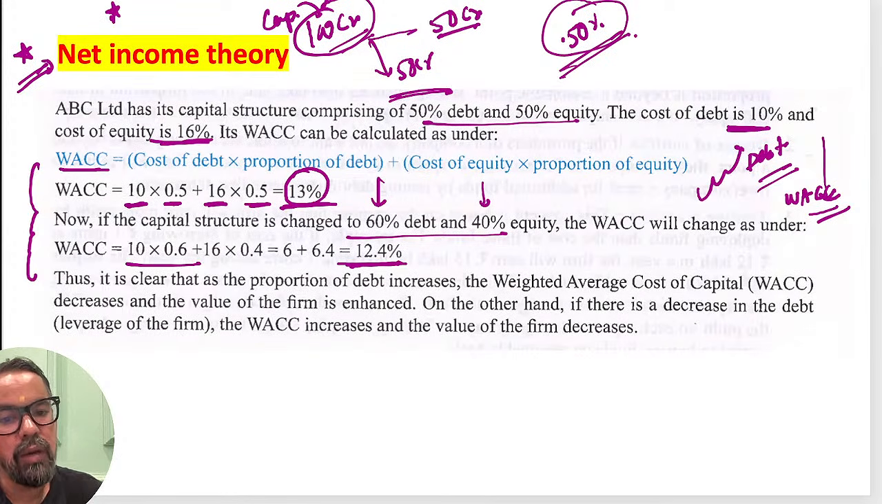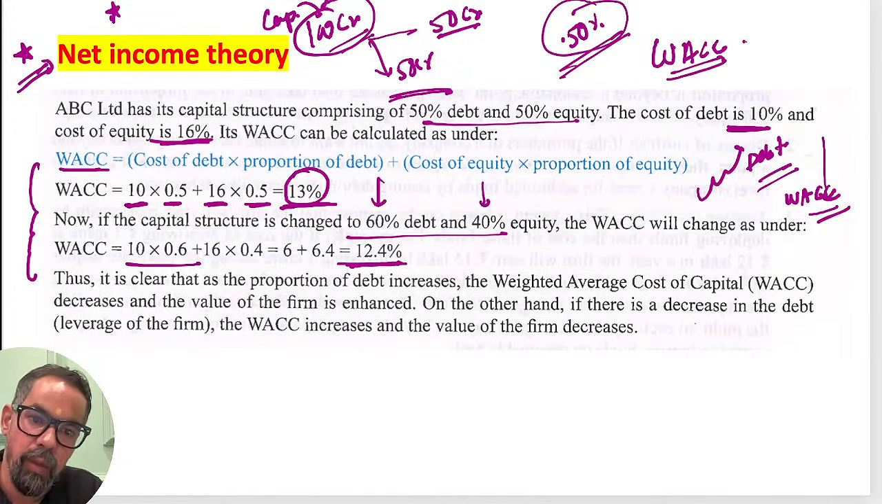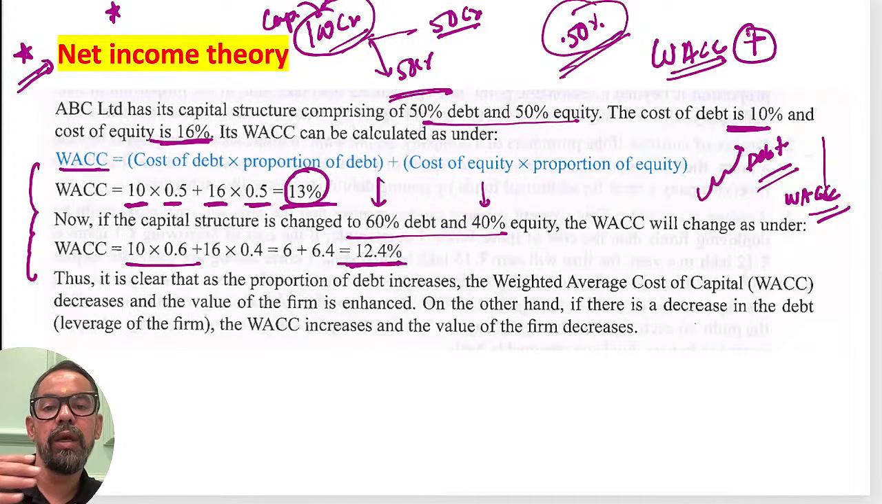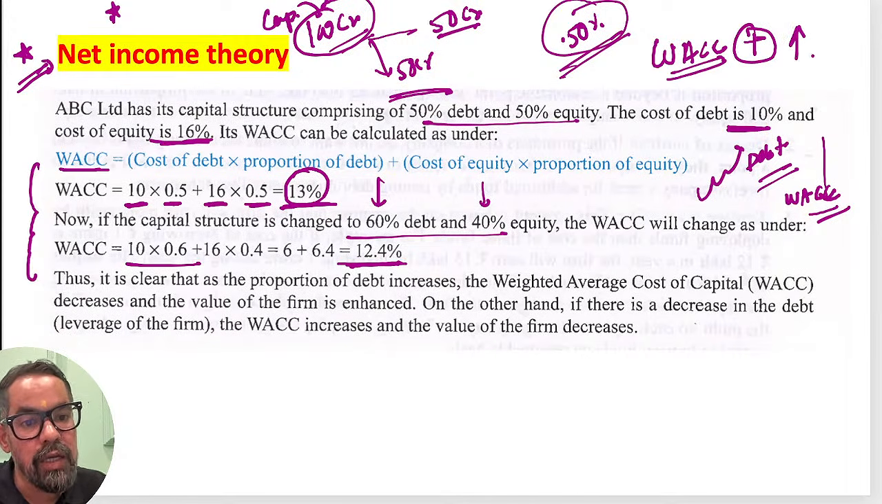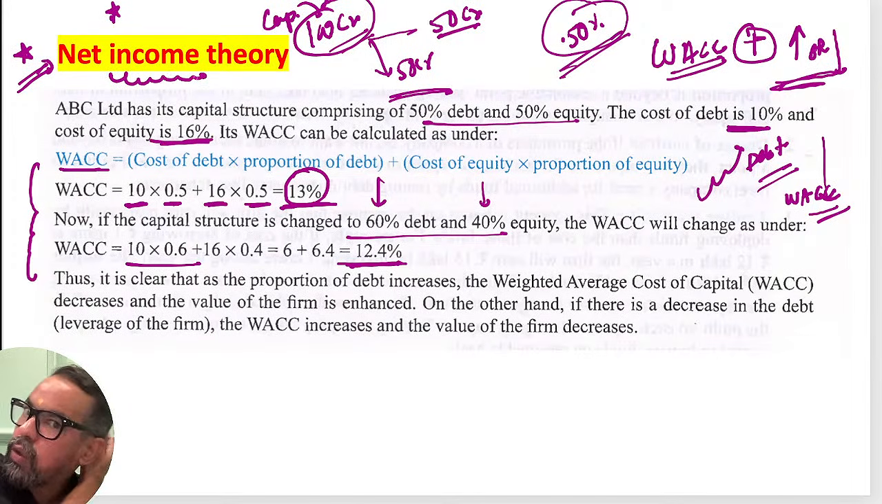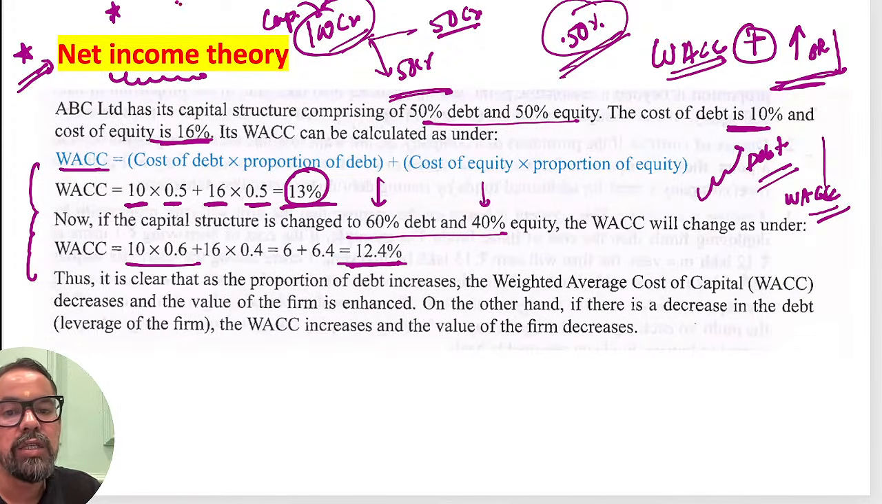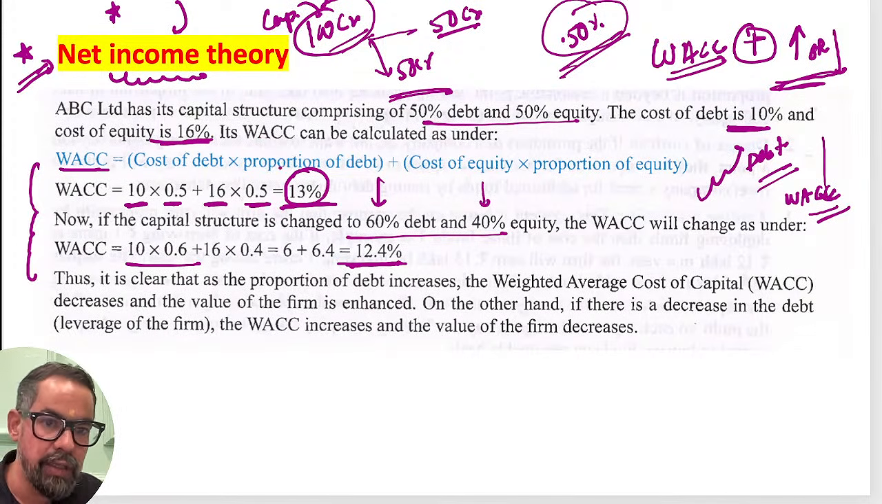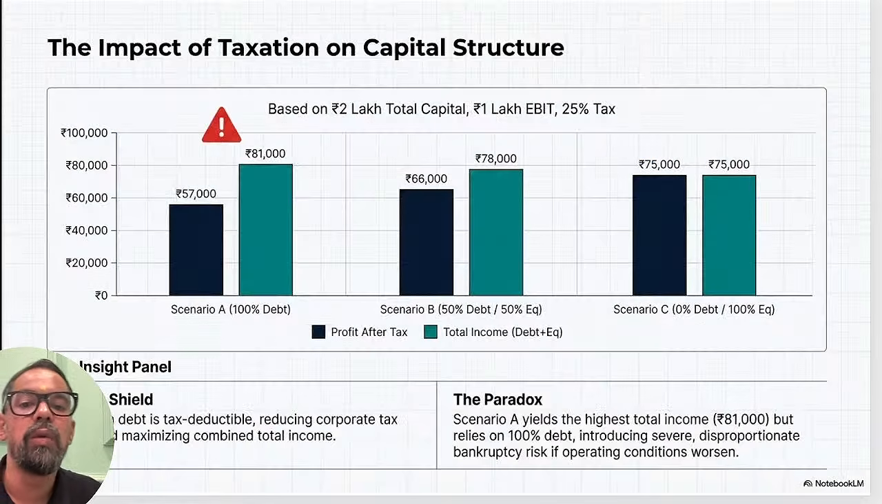Now first they'll ask you to calculate the weighted average cost of capital. Last time they added one line: if the company changes the structure, how will their weighted average cost of capital be impacted? It will increase or it will decrease. So accordingly you have to answer. This is clear, guys? So one thing, why we mostly follow the net income theory is because of one logic, which is this, and another logic is around taxation.